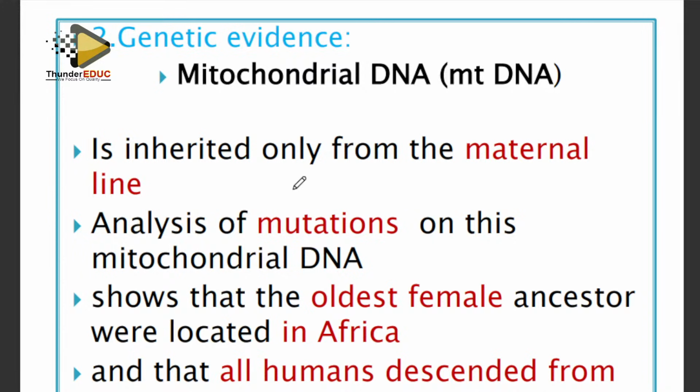When it comes to the mitochondrial DNA, you show us that the line of descent was linked to Africa. The oldest female was located in Africa, and that shows that modern humans originated from Africa and migrated to the rest of the world.